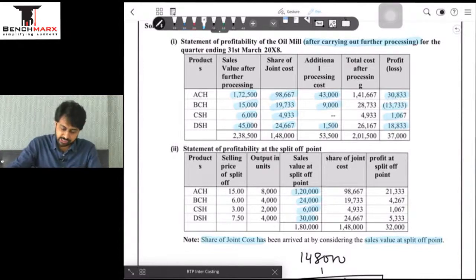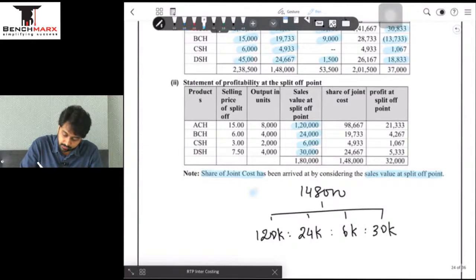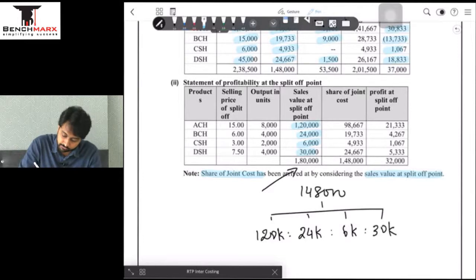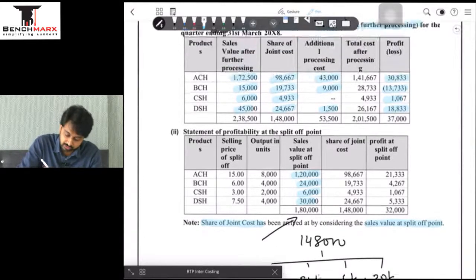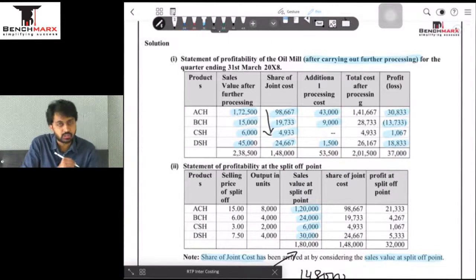First part done. Now the second part, all the more simple. In the second part we are taking the sale at the point of split off, which means the sales value is going to be this column only, which we have already found out to find the allocation of joint cost. This is my sale value, and since we are selling the goods at the point of split off, the only cost we will have is the joint cost, which is coming from the first table. These are the only costs which are going to come here.